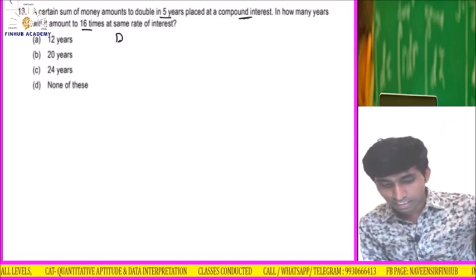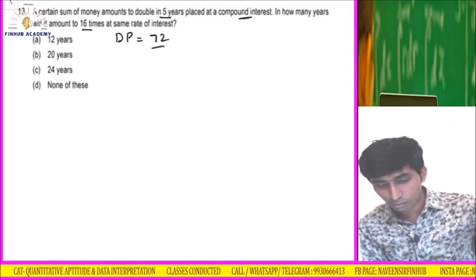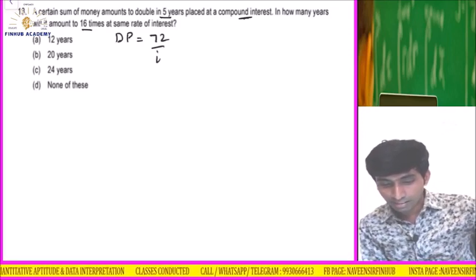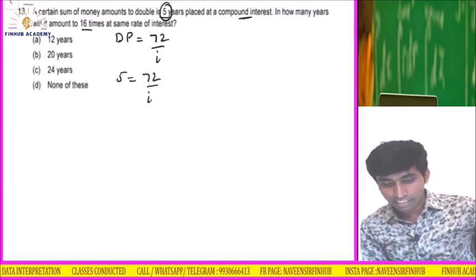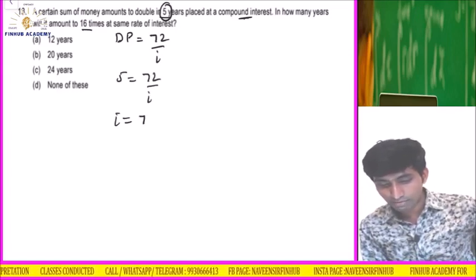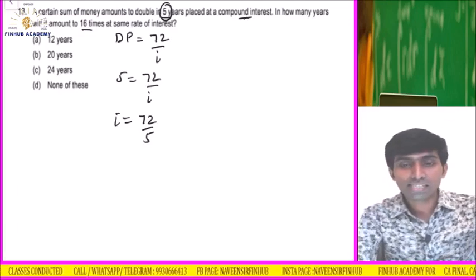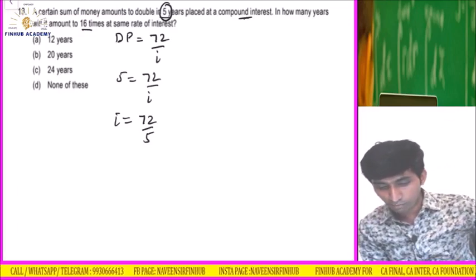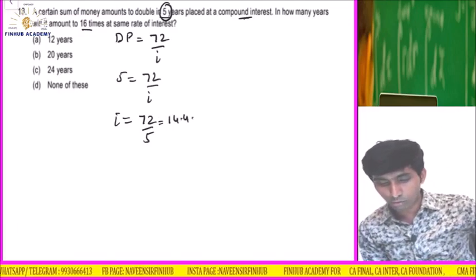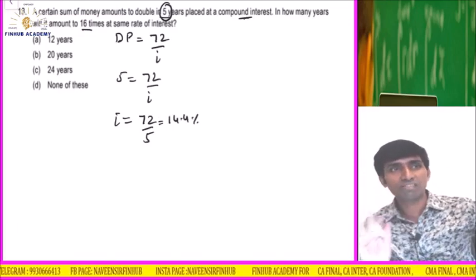So the doubling period formula is 72 upon i. The doubling period is 5, so 5 is equal to 72 upon i. So the rate i is 72 by 5, which is 14.4%. Approximately, we will get an approximate answer.